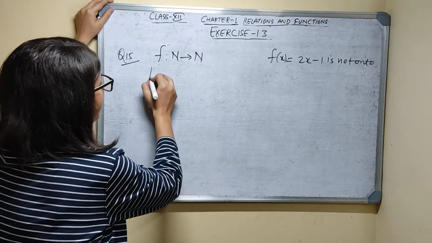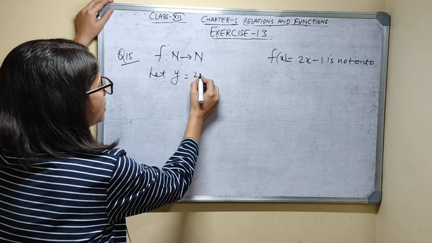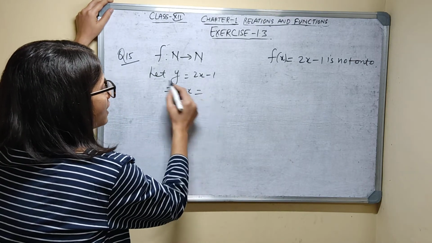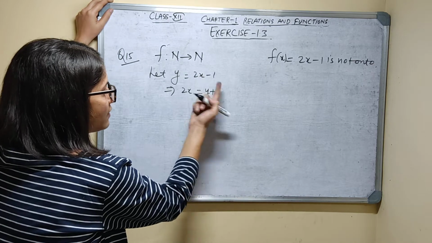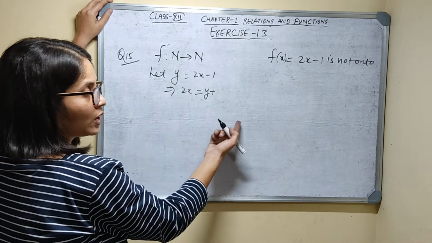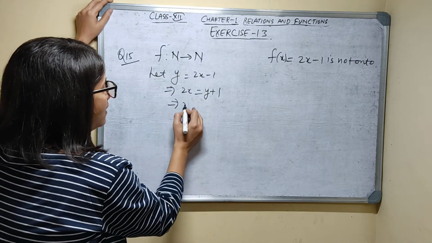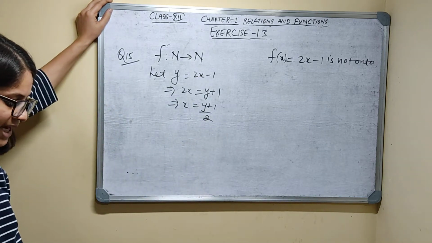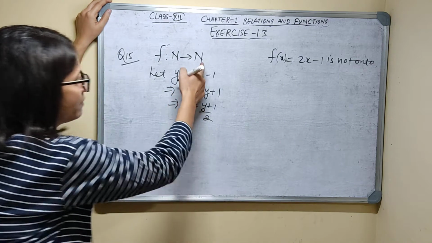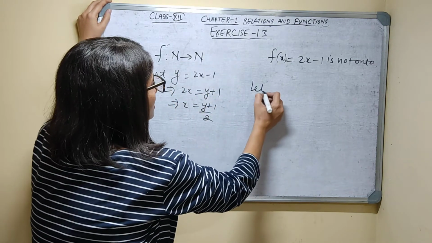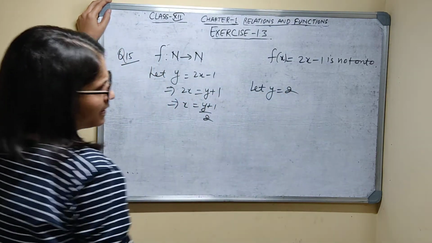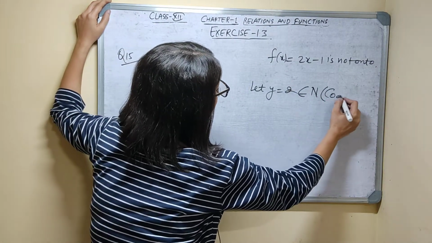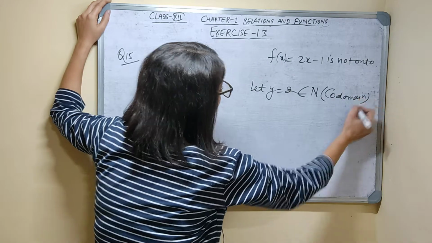Onto function. So let y is equal to what? 2x minus 1, or 2x is equal to what? y plus, y minus 1, minus 1 will come this side. So y plus 1 is equal to 2x. So I am writing 2x is equal to y plus 1. So x is equal to what? (y plus 1) by 2. Let's take any value of y which belongs from the codomain. Let y is equal to 2. Any number I am taking which belongs to natural numbers, from the codomain.